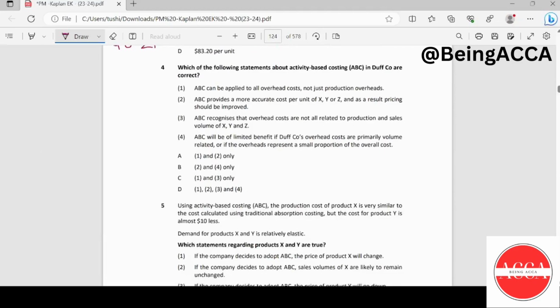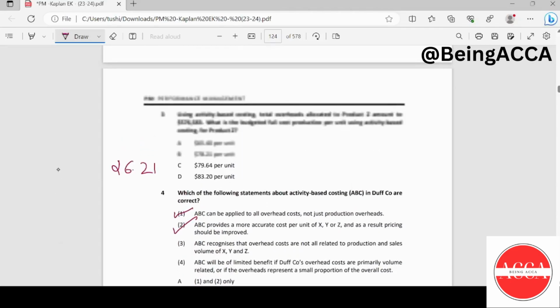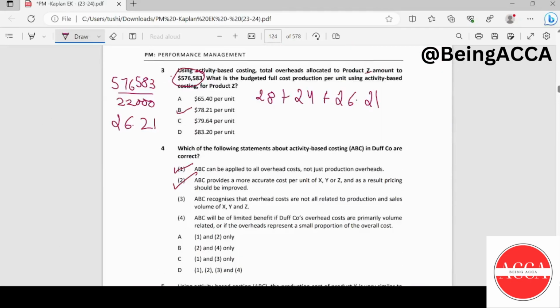Now moving to the fourth question. Which of the following statements about activity-based costing in Duff Company are correct? ABC can be applied to all overhead costs, not just production overheads. Yes, this is true because for every overhead cost, the driver can be found out and ABC can be applied to the same. ABC provides a more accurate cost per unit of X, Y, or Z, and as a result, pricing should be improved. That is also true. We can compare and contrast from right here. We calculated for product Z, we got our answer as 71.4 using absorption, and using this we got 78.21.